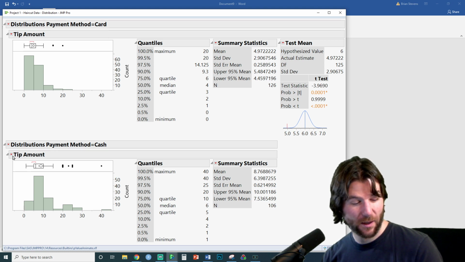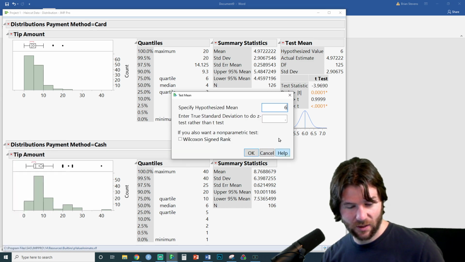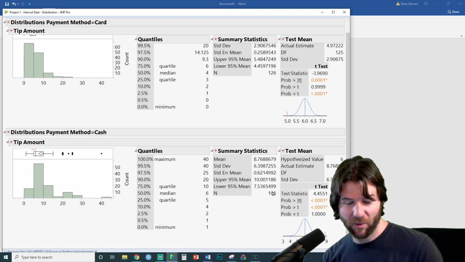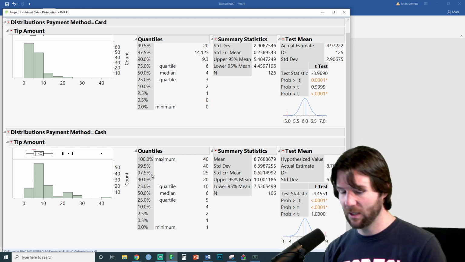Okay, cool. So let's go here to test mean. And let's type in 6, and let's do it. And my brain was way off. Oh, no, it's 4.5, 4.45. So here is the t-statistic for the other test.